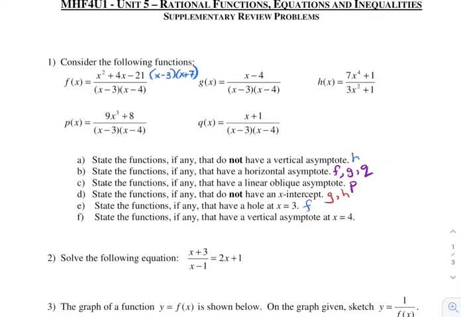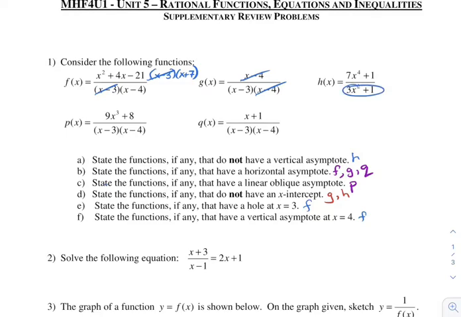As we continue, state the function if any that have a vertical asymptote at 4. So let's go through these ones. First one, if I cancel out, has a vertical asymptote at 4, so f. Next one, I would cancel out x minus 4, does not have a vertical asymptote at 4.